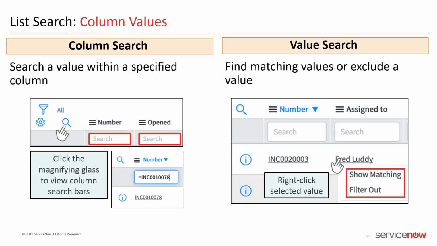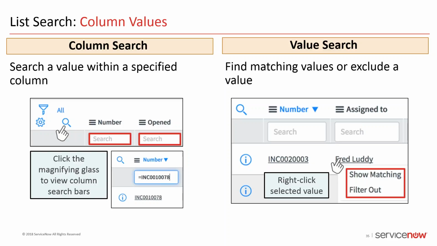To search for words, partial words, or entire phrases within a specific column, click the magnifying glass to the left of the column headers to open a search field at the top of each column. When you enter a search term in one of these boxes, you are searching only through the values in that particular column. For example, if you wanted to search for a particular record using the number, make sure you are searching within the number column of the list.